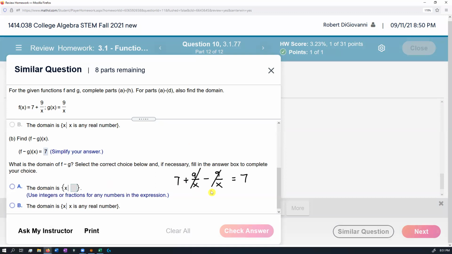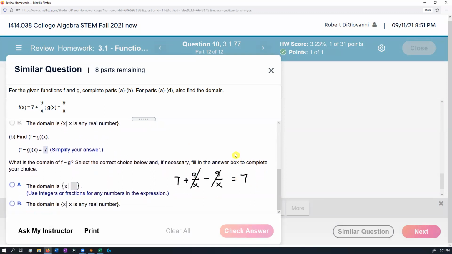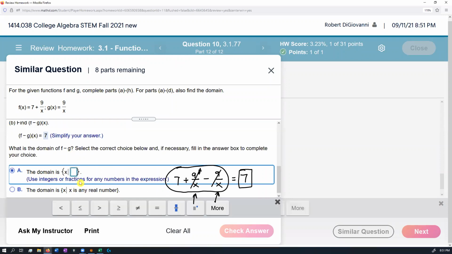Now it wants the domain of this. Now this is a little tricky because when you look at the final output here of 7, you may think, oh, well, there's no problems here. 7, no matter what you plug in for x, you're going to get 7. Well, you always have to look at the domain before you do any algebraic simplification. So before we canceled these, we have to look, was there anything we couldn't plug in? And obviously you can see here for both of those, you can't plug 0 in. So again, the domain is all x such that x is not equal to 0.